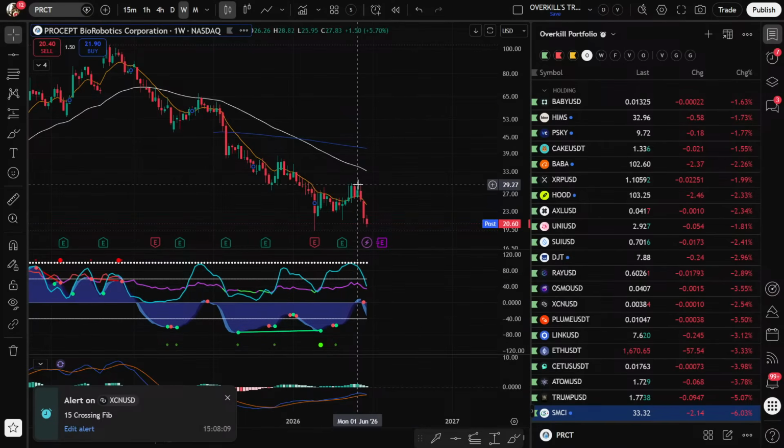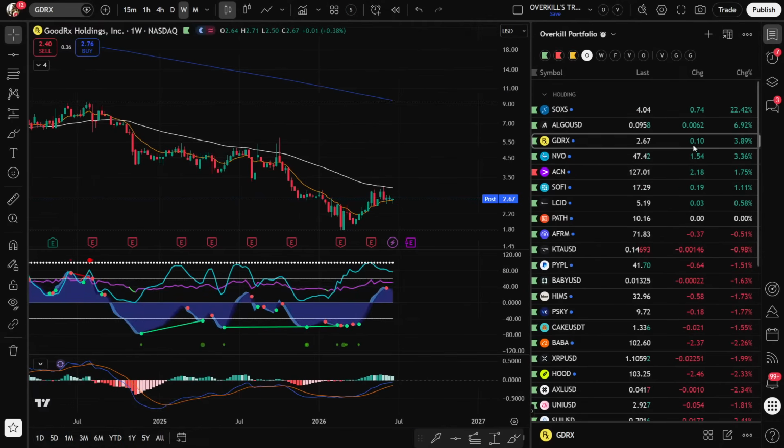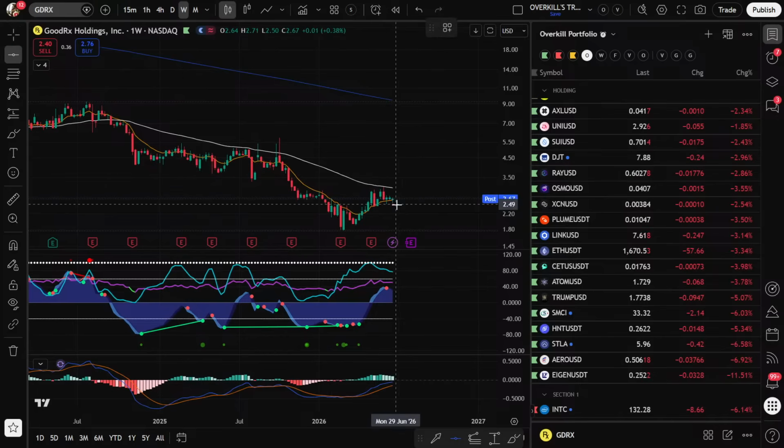That one needs a signal. GoodRx actually looks good today. One of the only names in my portfolio that was green. I had about 5 names in the green today. Everything else was red here. But GoodRx, again, looks good above 240.